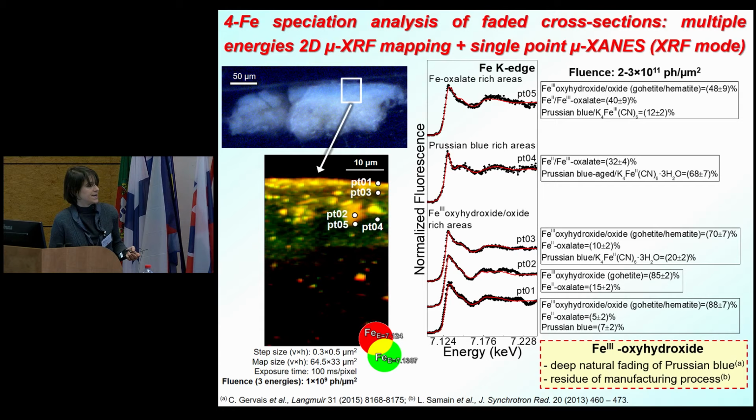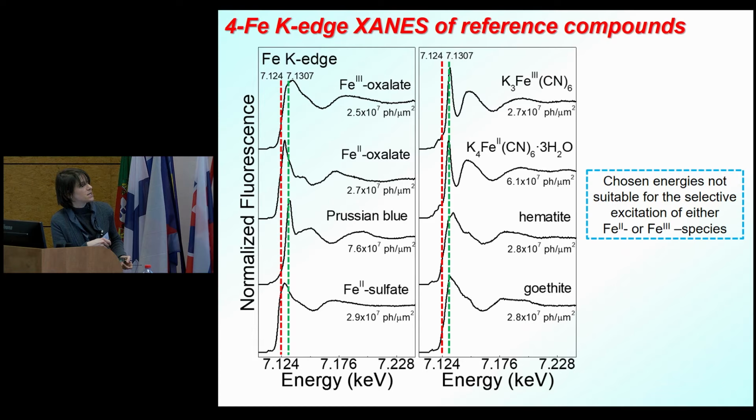So essentially, this approach works well in the sense that it suggests we have different iron phases. Actually, if you look at the spectra collected from different reference compounds, we can clearly see that we are not so selective in exciting iron 2 and iron 3 according to this energy, because in some cases you have a stronger absorption, with respect to the conventional Prussian blue, of iron 3 compounds. So what did we do to overcome this problem?